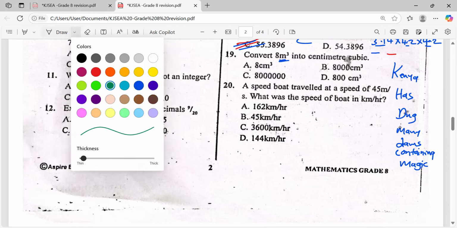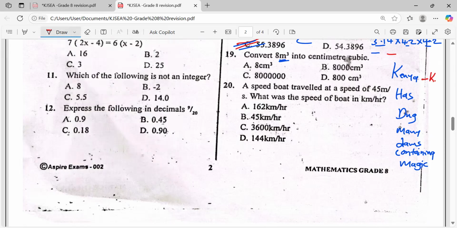From this one, we have kilometers, this one is hectometers, this one is decameters, this one is meters, this one is decimeters, this one is centimeters, this one is millimeters. Now, you've been told to convert meters into centimeters.